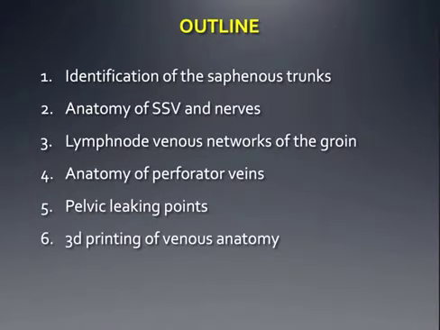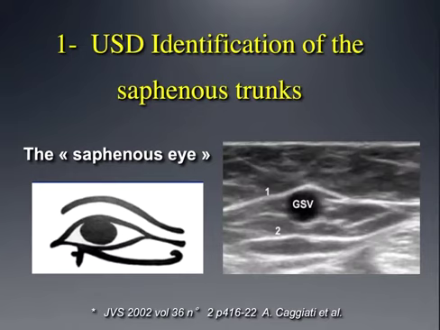So the outline of this course is first identification of the saphenous trunks, anatomy of the small saphenous vein and nerves, lymph node, venous networks, anatomy of the perforator veins, pelvic linking points, and lastly, 3D printing of venous anatomy. So let's begin with the US identification of the saphenous trunk.